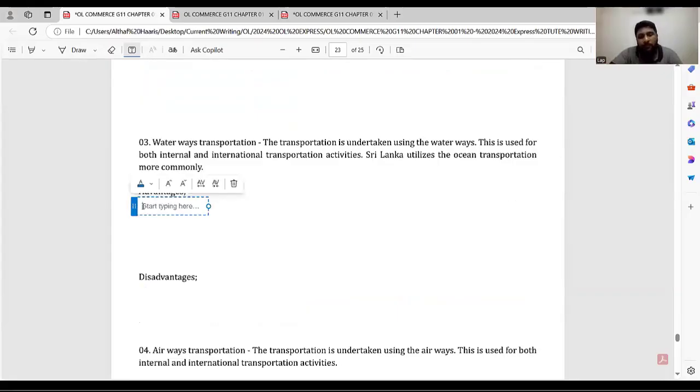Water, as I told you, you can bring huge, massive quantities comparatively to the air cargo. Sea cargo is very cheap. Because of this sea, people, a lot of international trade is happening, because they can import for a lower cost. So these are certain advantages.